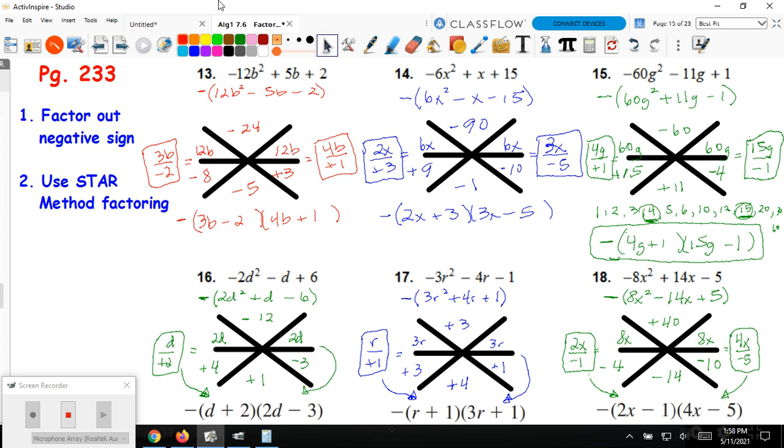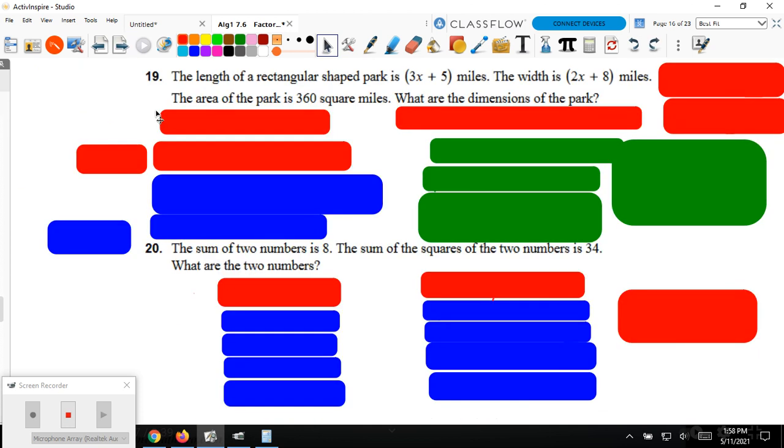Alright, let's just move on to our last two problems. So our final two problems for the lesson, and then we'll be done. And these are kind of more of a word problem situation.